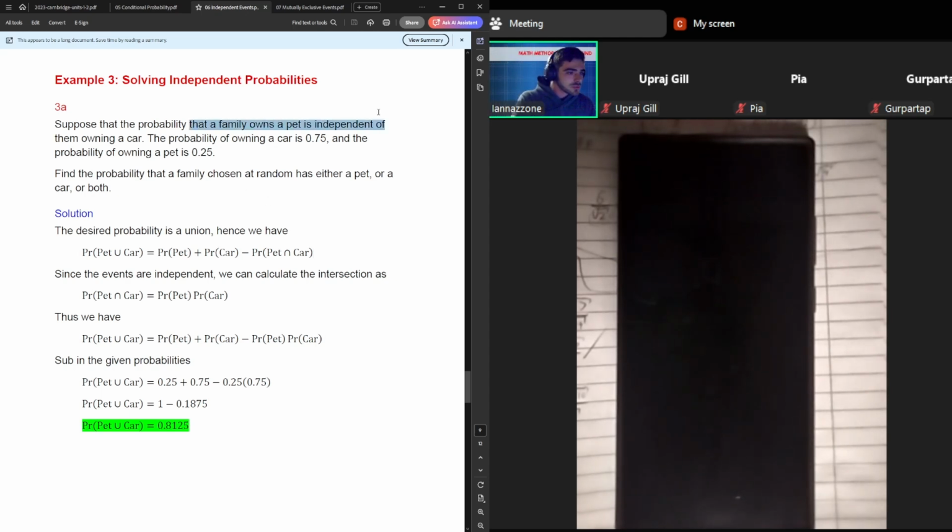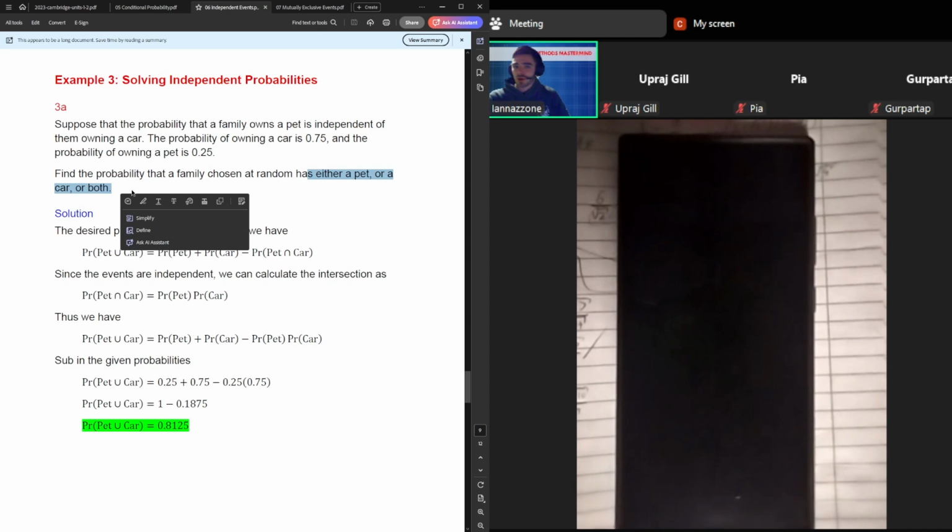So, probability of owning a pet is independent of owning a car. So basically, whenever you see that word independent, you should be immediately thinking of the fact that the intersection should be the product, or the conditional should be the same as without the conditional, either of those two approaches. Given a bunch of probabilities, point is we're looking to find the probability of getting either a pet or a car or both. So that key phrasing there implies union.